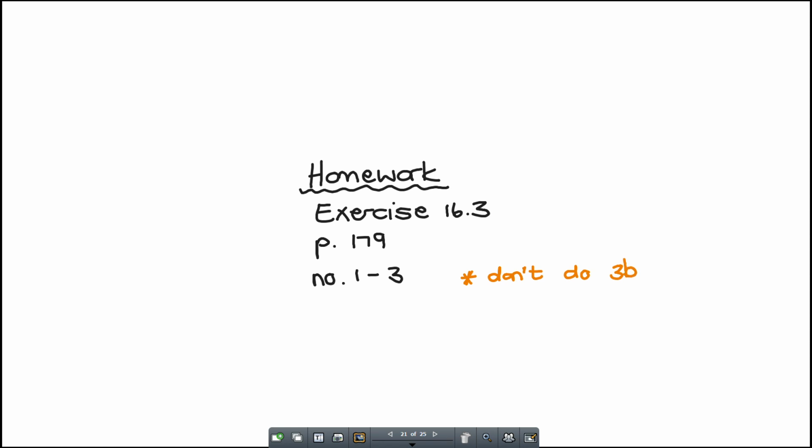Have a look. People, don't do 3B. We have already done 1 and we're going to mark that now. So basically you have number 2 and number 3, but not 3B. So you're going to do 3A and then C and D. Okay? Right. Did everyone copy?